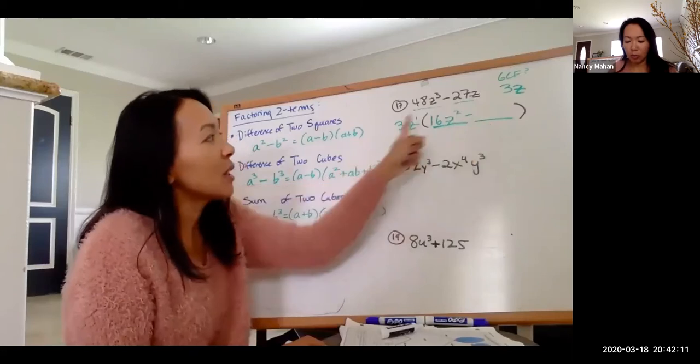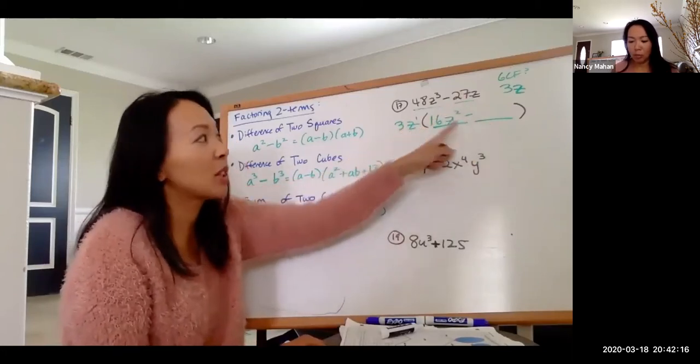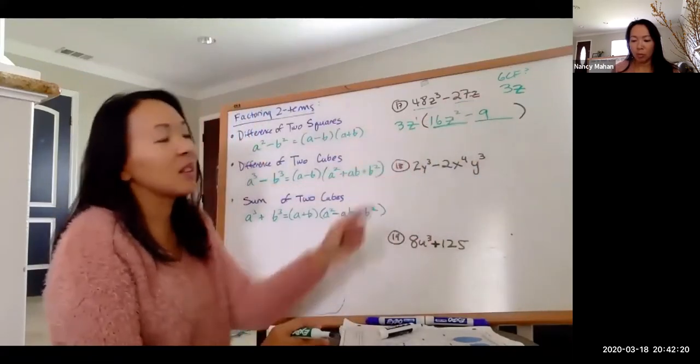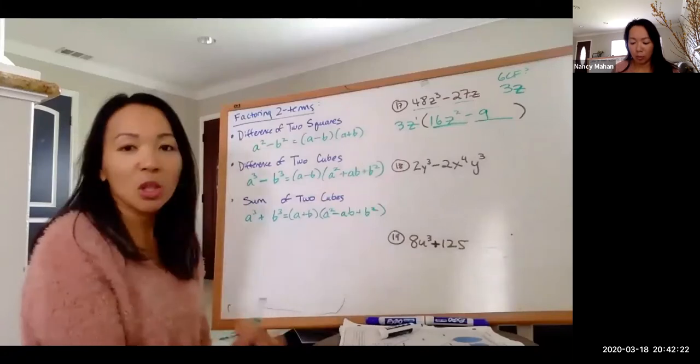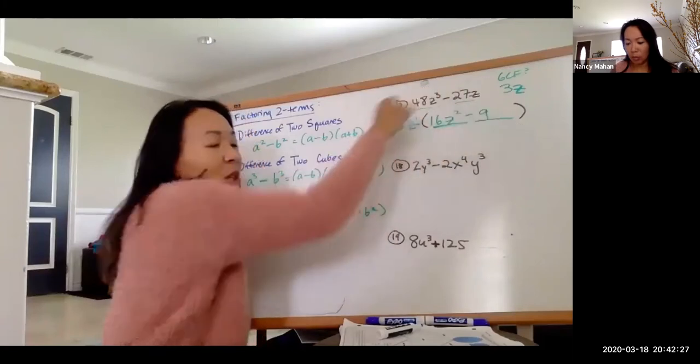The second one here is 3 times what will give me 27? Or in other words, 27 divided by 3 will give me 9. And then since there's already a z here, I don't need to put a z there. And I always take this moment to double check my work because I tend to make minor mistakes, by just distributing through it to make sure I get the original.